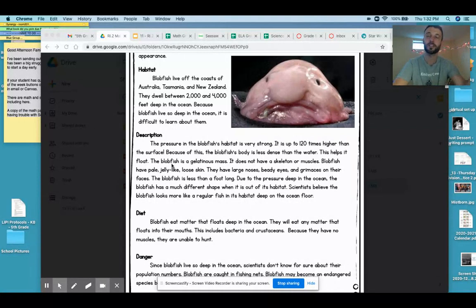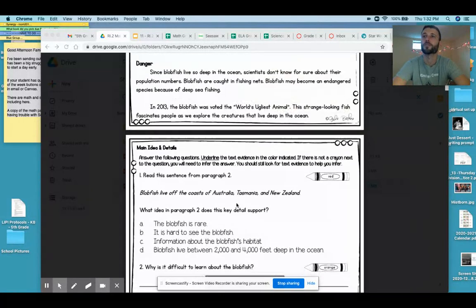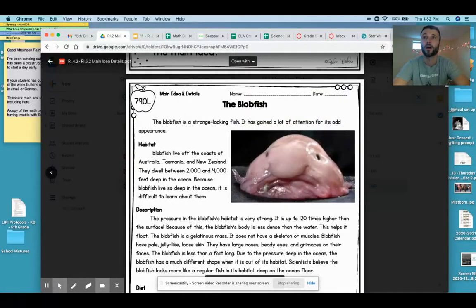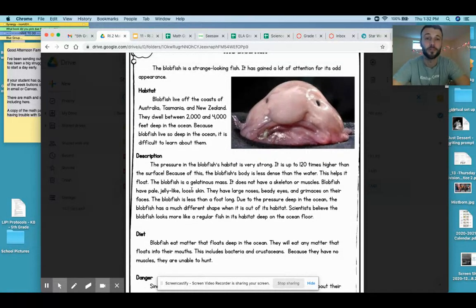These are all specific details that tell us the overall main idea of this paragraph, which is how the blobfish's physical characteristics, or a simpler way to say that, how the parts of the blobfish help it survive in its habitat. So I believe the correct answer on the page, let's see, number 3, yes, would be C. The blobfish's physical features help it survive in its habitat. Another way you could say that would simply be how the blobfish's body helps it survive in the ocean, or where it lives. Those would all be good answers for a main idea for this paragraph.